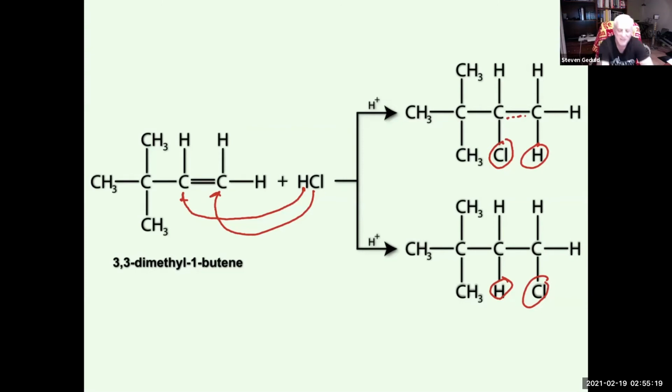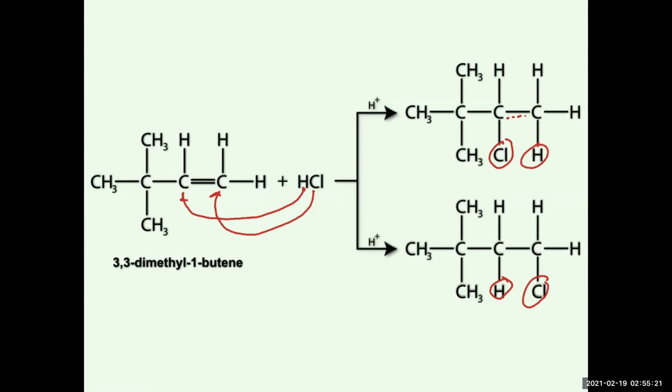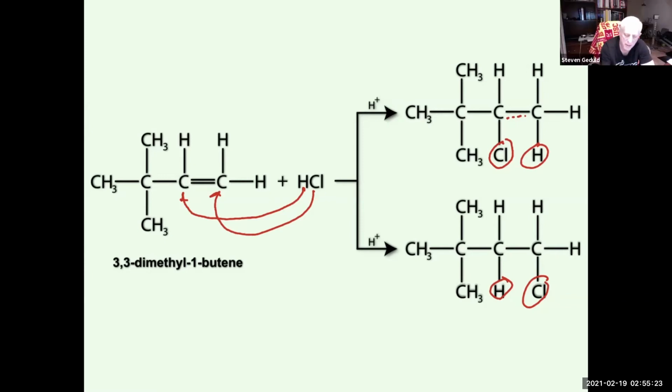Major one, right? It's the major one not because it's on top, but because there are 2 hydrogens attached to the carbon, and here there's only 1 hydrogen attached to the carbon where the hydrogen added. According to Markovnikov's rule, hydrogen likes hydrogen. So this is our major. This is our minor.